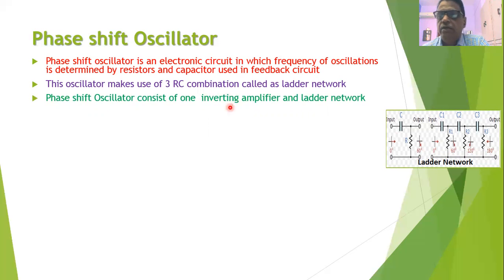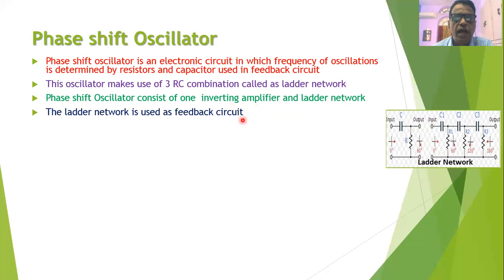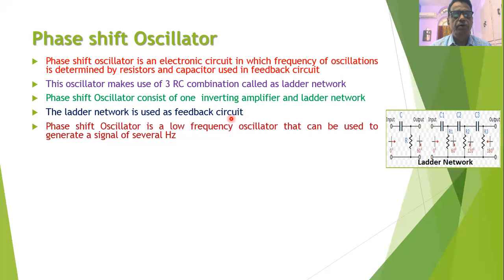Phase shift oscillator will need an amplifier, because every oscillator will need an amplifier. So it will need an inverting amplifier and a ladder network. The output of the amplifier is to be coupled to the ladder network, and the output of the ladder network is coupled back to the input of the amplifier. So the ladder network that is being used in the phase shift oscillator is a feedback circuit.